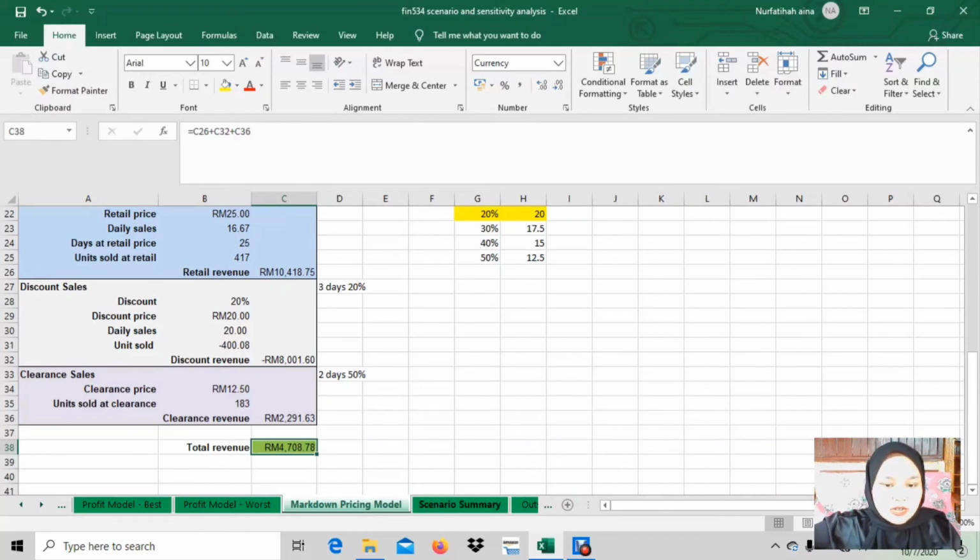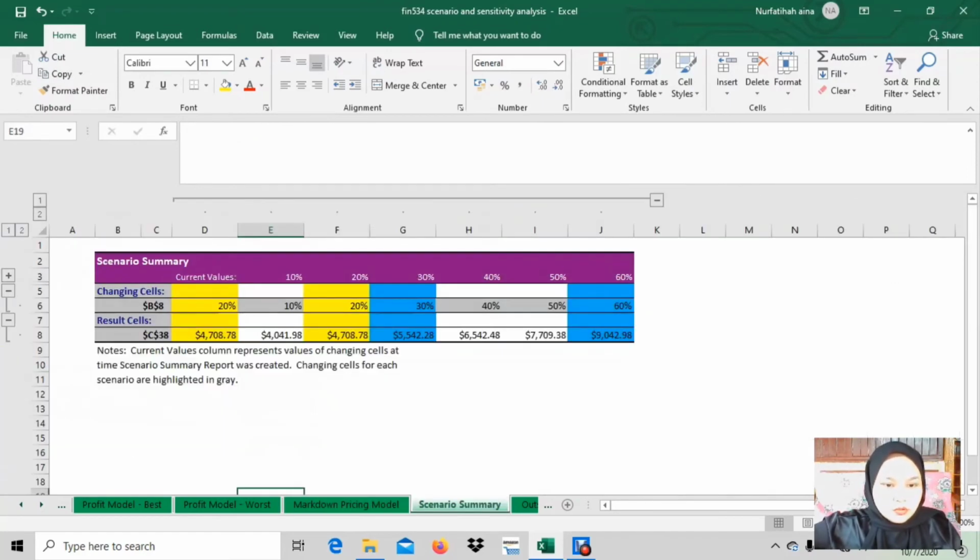So I use the scenario summary to know which discount is suitable for my business. My original discount rate is 20%, and the original revenue is 4,708.78 ringgit. So I decide to increase the discount rate from 30% up to 60%, because I will get higher revenue if I increase the discount rate.